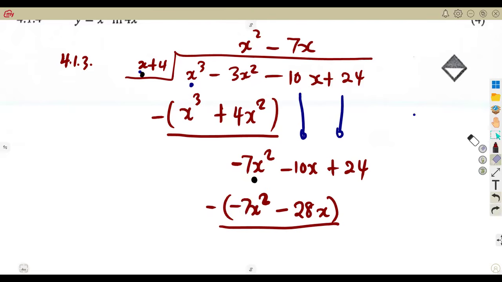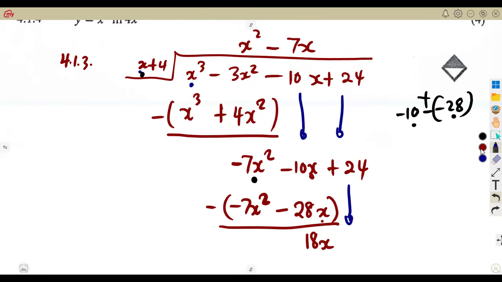Then we move on to the other terms: minus 10 minus minus 28. As you can see, that will be a plus. 28 minus 10 is 18, but having x, so that is going to be 18x. You drop the term that is remaining, the plus 24. Divide again: first term versus the first term.